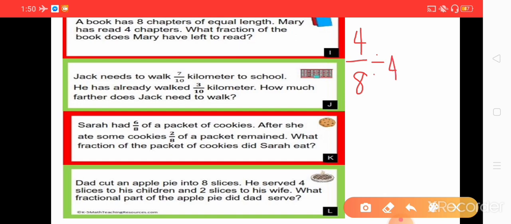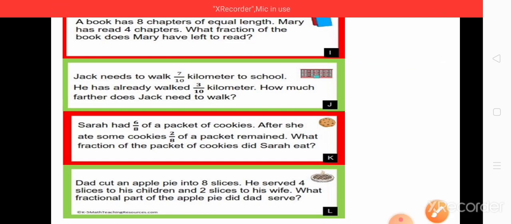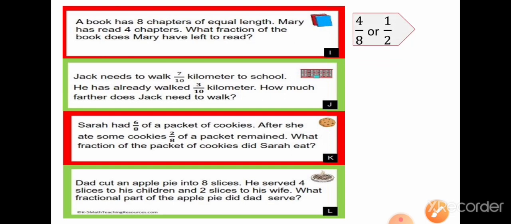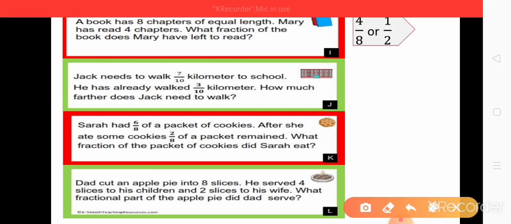So, 4 divided by 4 will give you 1. Then, 8 divided by 4 will give you 2. That's why the answer, it's either 4 over 8 or 1/2. Ayan. Next, we have 7 over 10 yung kailangan lakarin ni Jack papuntang school.